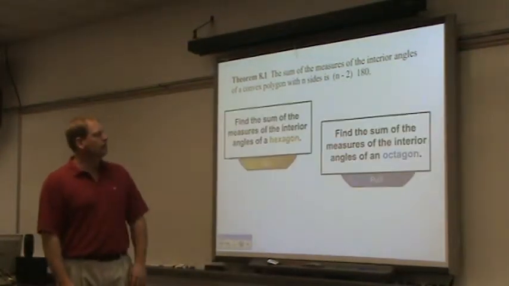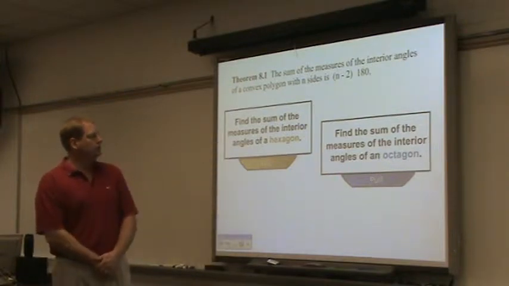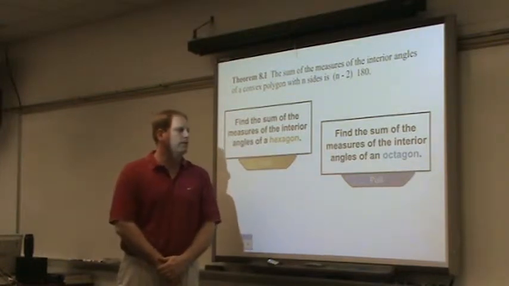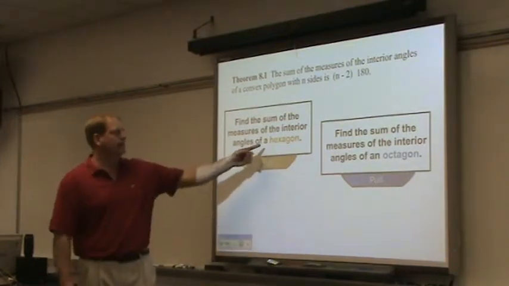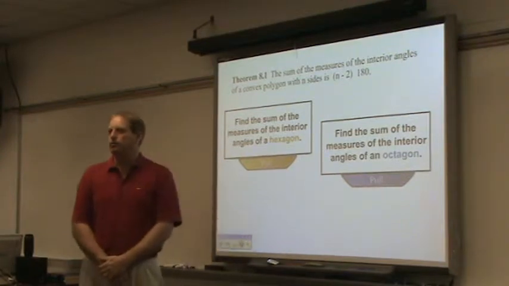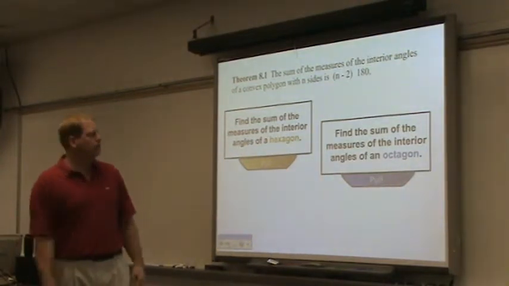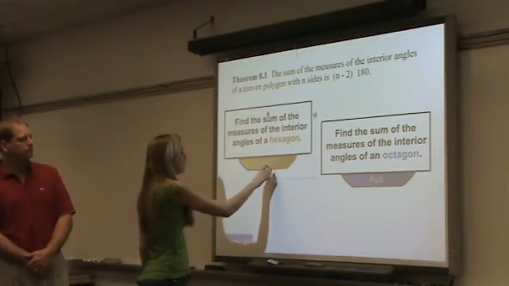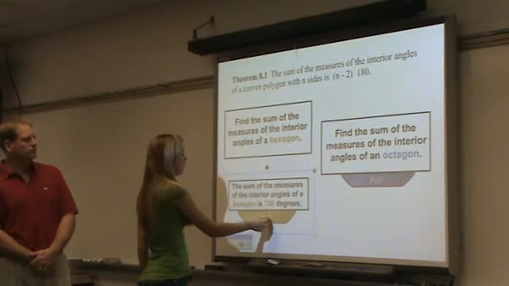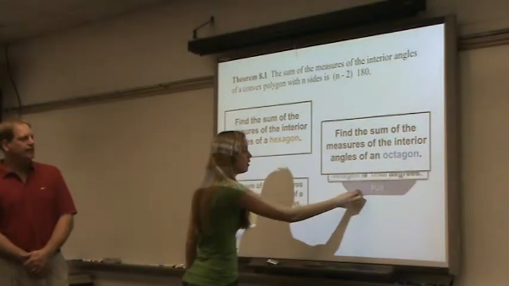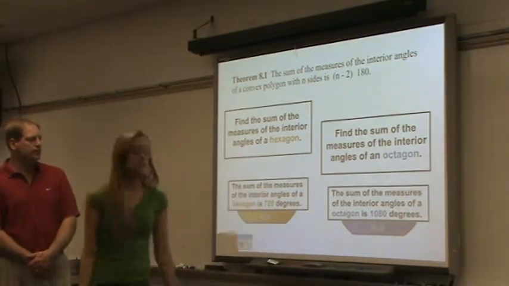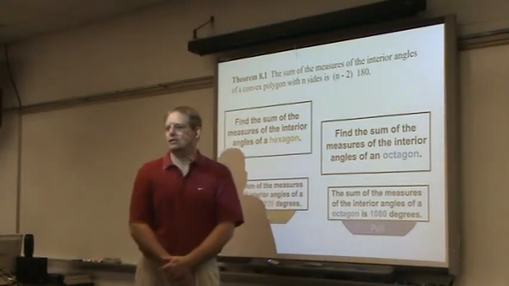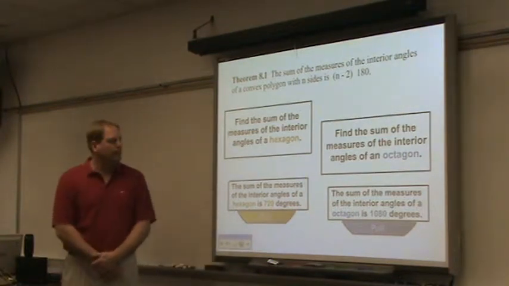So let's do a practice problem here with this. We want to find the sum of the measure of the interior angles of a hexagon and also the sum of the interior angles of an octagon. Hexagon has 6, octagon has 8. So go ahead and plug those in. And Carly, why don't you use the pull tabs here to expose each of the answers. Okay, so you should have found that the hexagon, the sum of the interior angles is 720. And an octagon, the sum of the interior angles is 1080 degrees. So thank you for that, Carly. Good job.